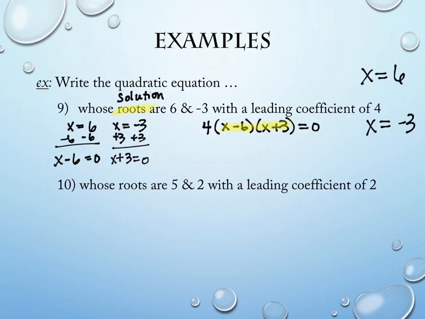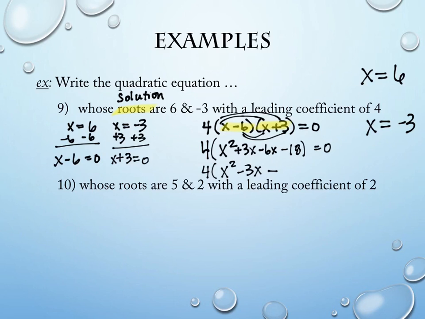So this x minus 6 and x plus 3 are going to be FOILed out. So first is x squared. I'll leave my 4 out here for the moment. Outer is positive 3x. Inner is negative 6x. And last is negative 18. Okay? You can combine the two x's in the middle. I have positive 3 and negative 6, which gives me negative 3. So I have x squared minus 3x, and I had minus 18 equals 0.